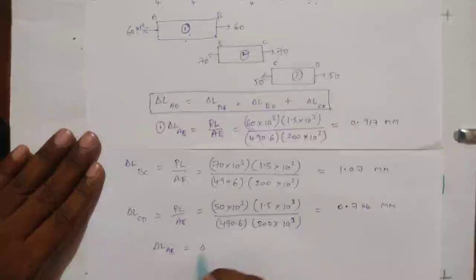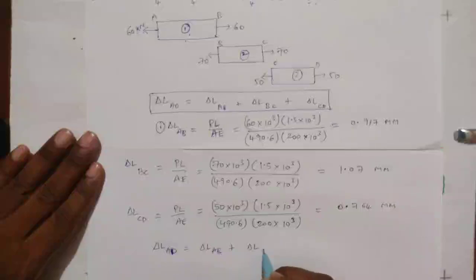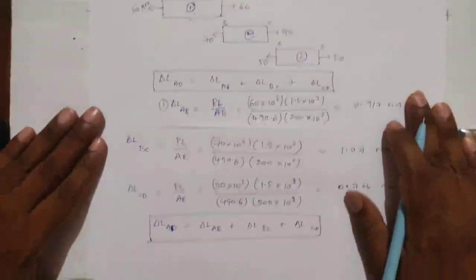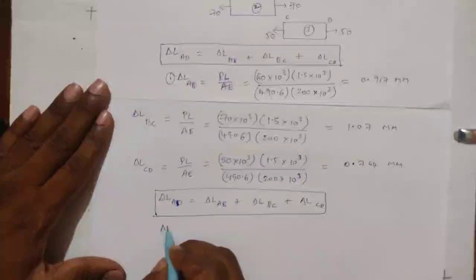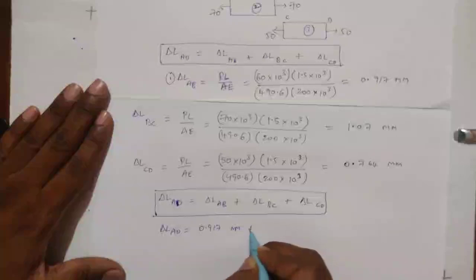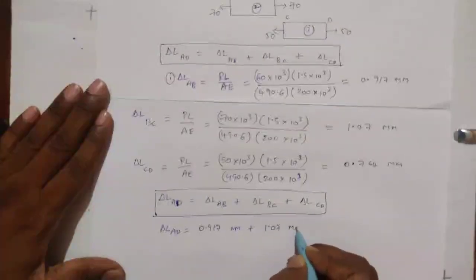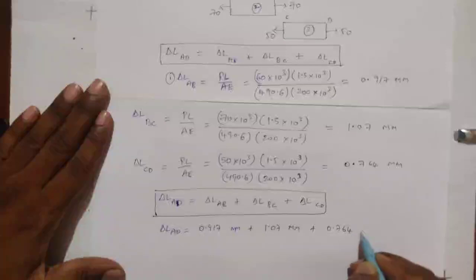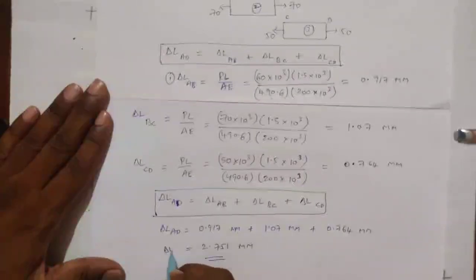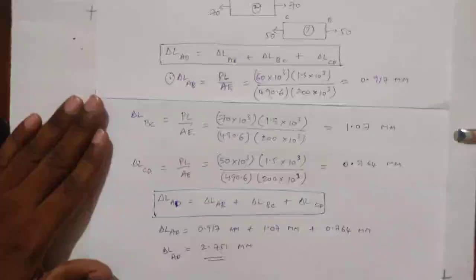Okay, and here delta L of AD is equal to delta L of AB plus delta L of BC plus delta L of CD. So here we need to sum up all the things. That is delta L AD is equal to 0.917 mm plus 1.07 mm plus 0.764 mm. If you sum all this, we will get 2.751 mm. Okay, delta L of AD is 2.751 mm.